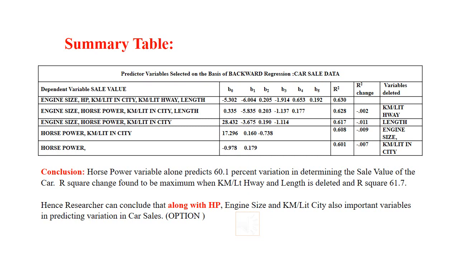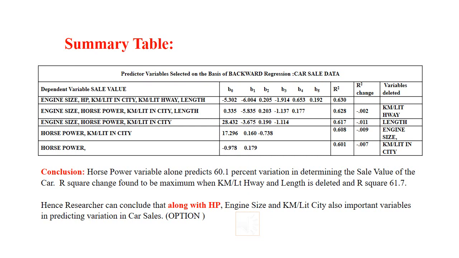Initially, in the backward procedure, it will select all the variables: engine size, horsepower, kilometer per liter in city, kilometer per liter in the highway, and length of the car. For each one, the constants B0, B1, B2, B3, B4 and B5 are calculated, and R square is calculated. From that, it will calculate FL, and if FL is less than the selected FS, then it will delete the variable.